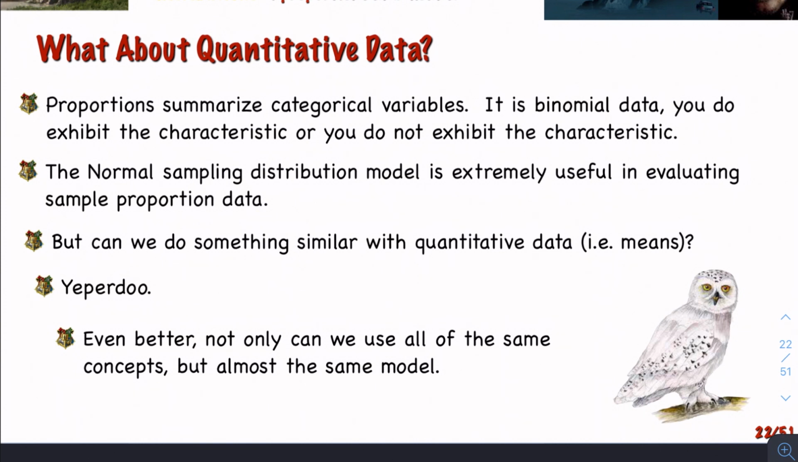And so, yeah, we can do this. And even better, not only can we use all the same concepts, but almost the same model. And so that's where we're going to pick up in part 2, where we will conclude all of this, do a couple examples, and send you on your way to inferential statistics.